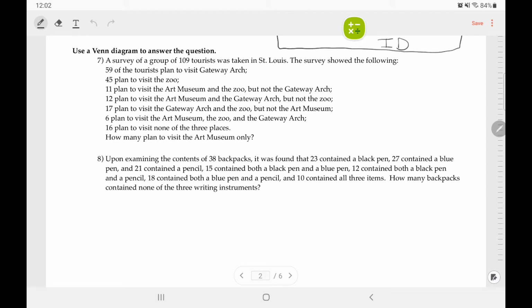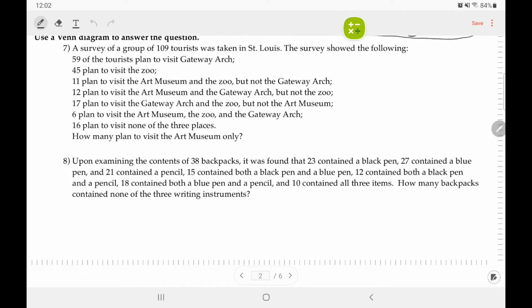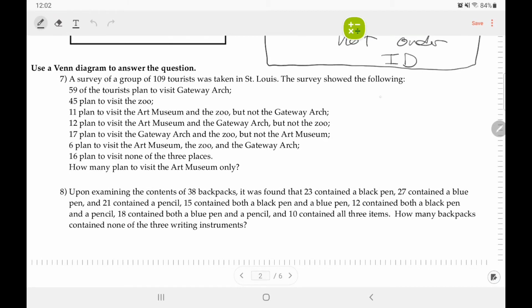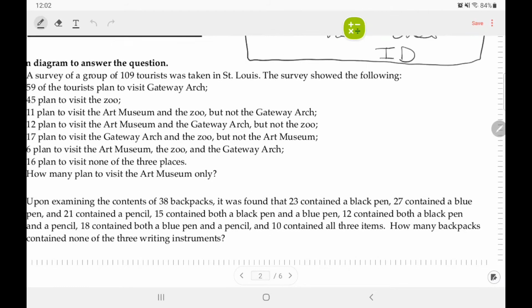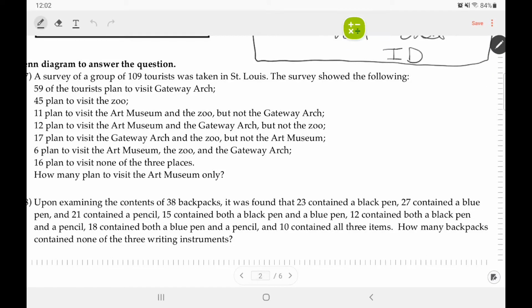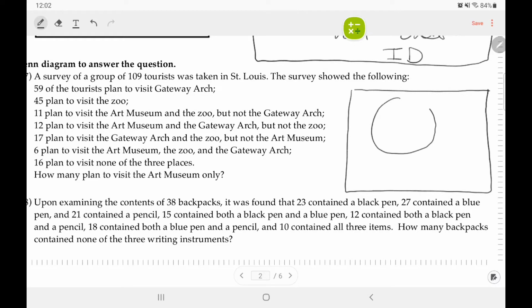For number 7, it says, how many plan to visit the Gateway Arch only? All right, sure, we're going to answer that question. So I'm going to draw my Venn diagram here on the side. I'm going to draw 3 circles because there are 3 categories: zoo, Gateway Arch, and art museum. Circle 1, circle 2, circle 3.